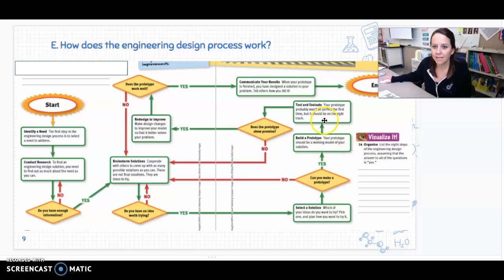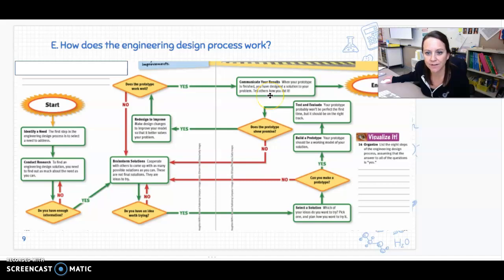product. Then you test and evaluate. Your prototype probably won't be perfect the first time, but it should be on the right track. Okay. So if your prototype shows promise, you can continue. If it doesn't, you have to go back and brainstorm more solutions and kind of start over. Okay. Then you redesign. What am I going to improve? What can I do to make my prototype better? Okay, and then you make those changes. Does the prototype work well? If it doesn't, you go back to brainstorming new solutions. If it does, you move on and communicate your results.